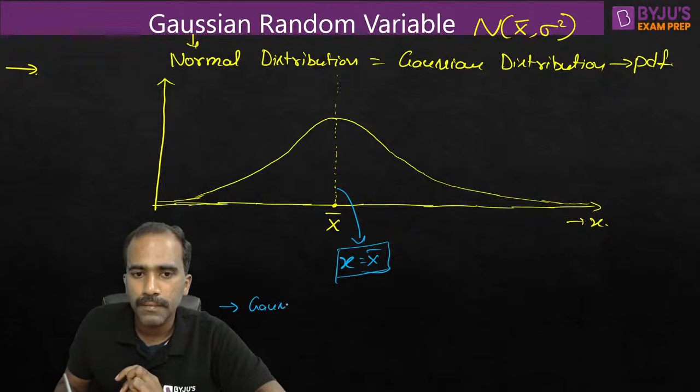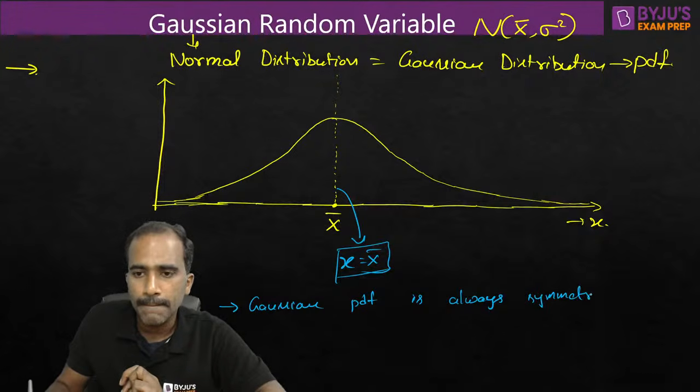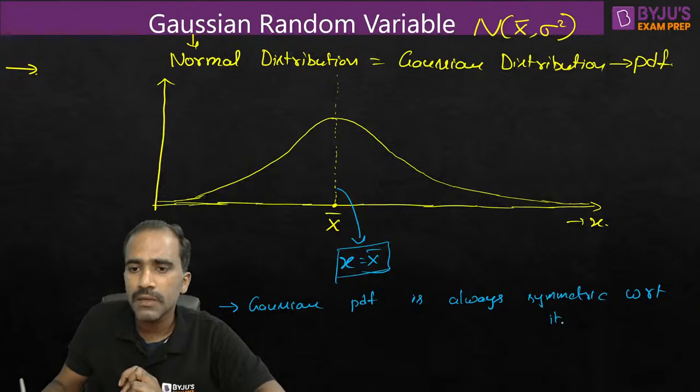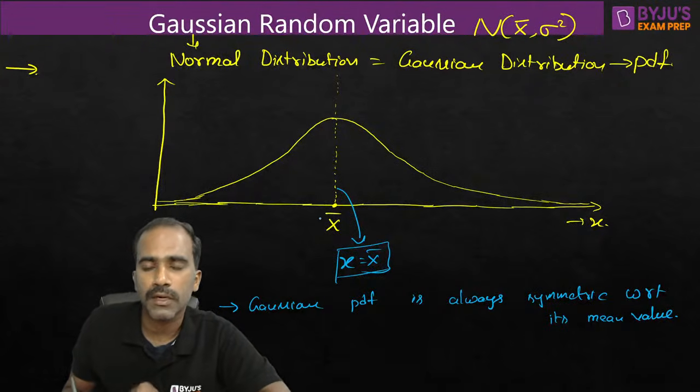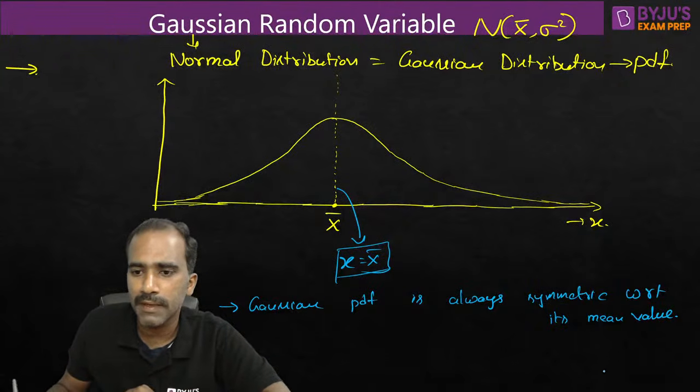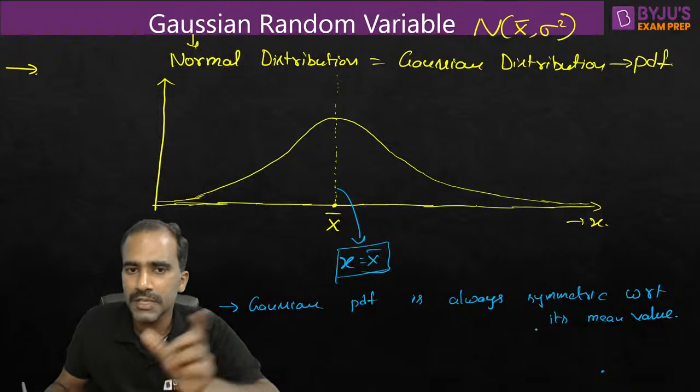A Gaussian PDF is always symmetric with respect to its mean value. It is always symmetric with respect to its mean value. So if you know the mean value, you'll know how to plot it. Correct or not? If you know the mean value, you know the shape of the Gaussian function.